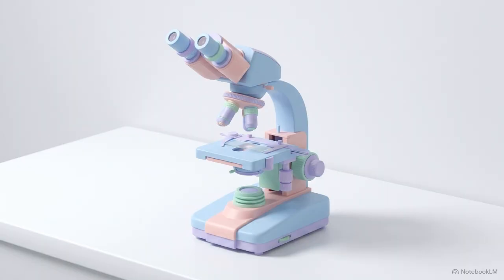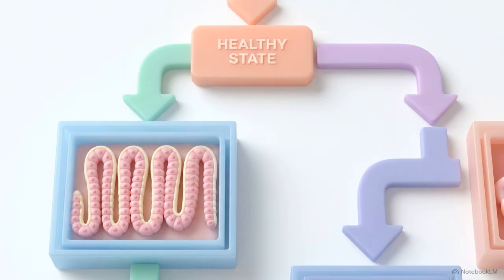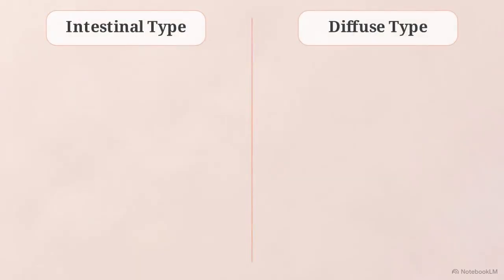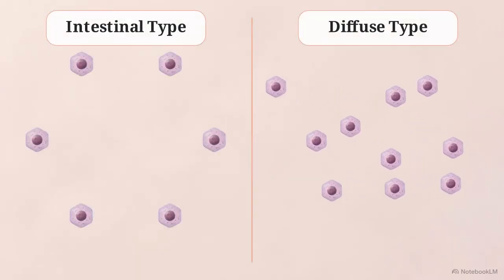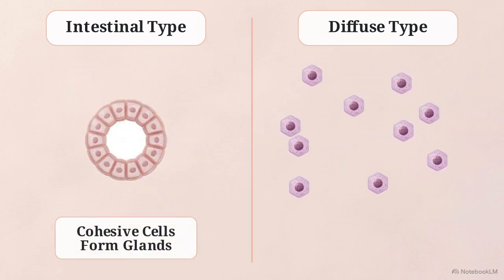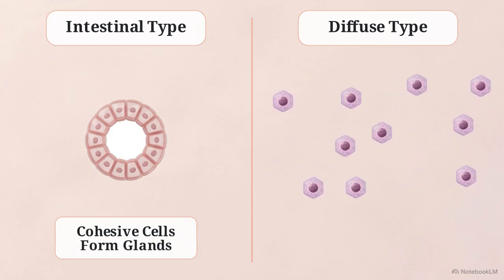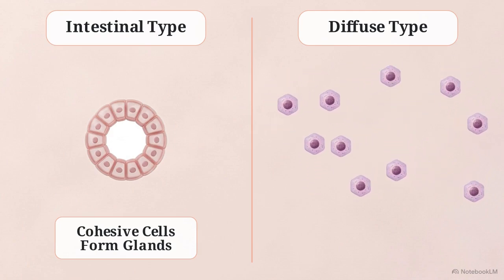To understand why tumors manifest in such drastically different macroscopic shapes, we have to look at the cellular level, using the Laurin and WHO histological classifications. The Laurin classification divides gastric cancers into 2 main pathways, starting with the intestinal type, also classified by the WHO as a tubular adenocarcinoma. Here, the cytoarchitecture relies on cohesive cells. They successfully align and bind together to form organized, ring-like glandular structures. This intestinal type is strongly associated with chronic gastritis and intestinal metaplasia, and it typically presents in older patient populations.